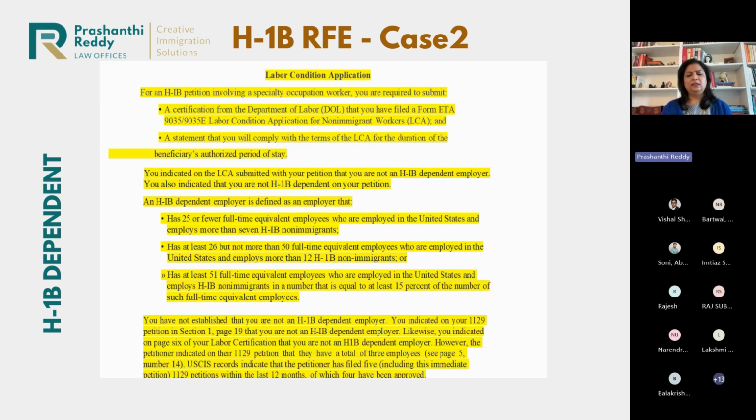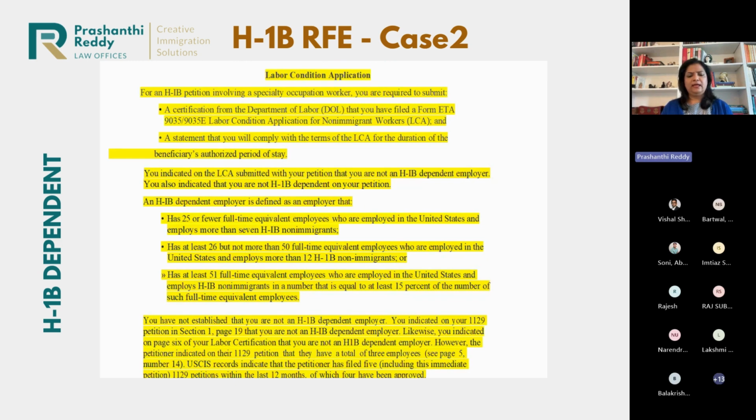Now, in this particular case, there was only one employee, and we said that the person was not H-1B dependent. But the USCIS is saying, this is the last paragraph, you have not established that you are not an H-1B dependent employer. You indicated on your I-129 petition, page 19, that you're not H-1B dependent. Likewise, you indicated on page 6 on your LCA that you are not H-1B dependent. However, petitioner indicated on their I-129 petition that they have a total of 3 employees.